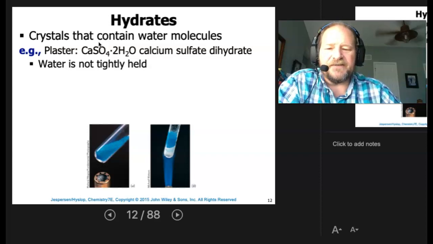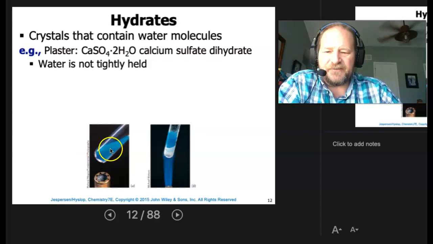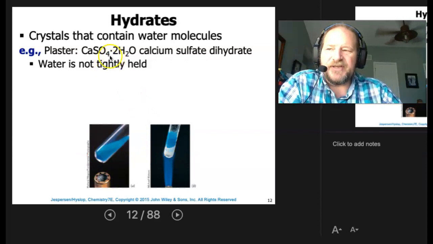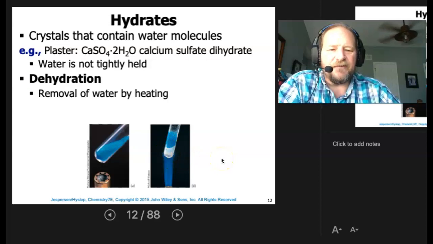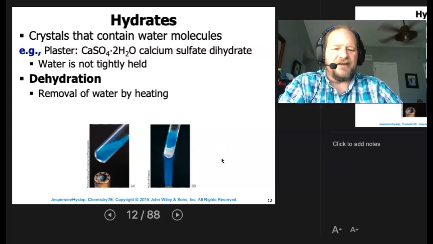Now the water itself is not tightly held, and so here they're showing you the experiment where you can dehydrate it. So we're going to take that pretty blue crystal, we're going to heat it up, and as we push that water off of the molecules, boom, it starts to turn white in there, and you can kind of see that, and that's dehydration, obviously. So we're going to remove that water via heating.